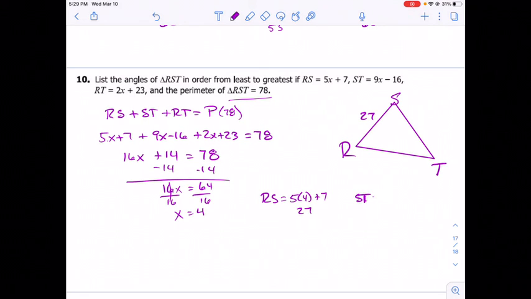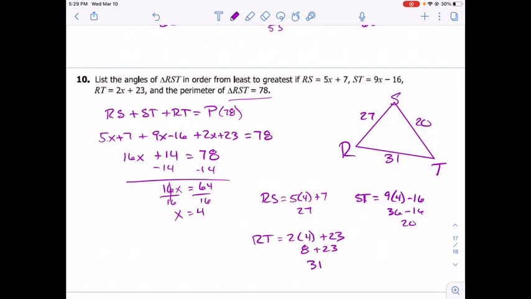ST, 9 times 4 minus 16. That's 36 minus 16, which gives me 20, so side ST is 20. And then we have RT, 2 times 4 plus 23, 8 plus 23, that's going to be 31. So 31 goes over here.